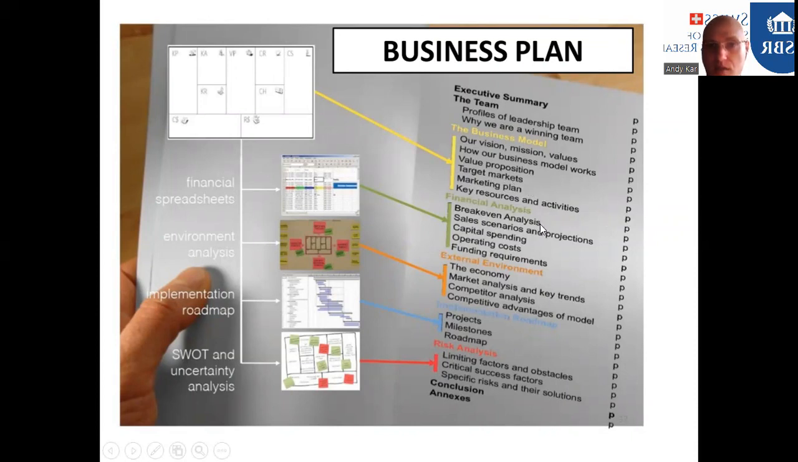We have the financial analysis, break-even analysis, which is a kind of financial analysis, sales scenarios and projections, capital spending, operating costs, funding requirements. We have the external environment, the economy, market analysis and key trends, competitor analysis, competitive advantage of the model, etc. All these things. So we can see here we have the financial spreadsheet, we have the environment analysis, the implementation roadmap, and the SWOT and uncertainty analysis. And here is the canvas. Via the canvas, we take all this information and we put it in a business plan. Okay, so this is how it works.